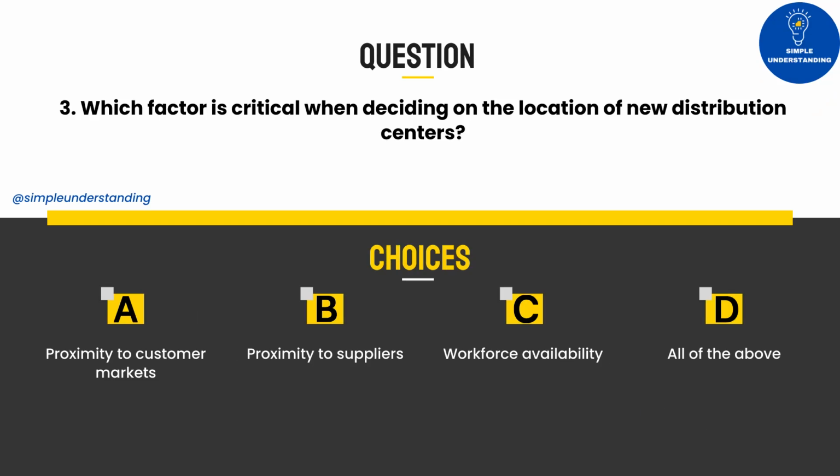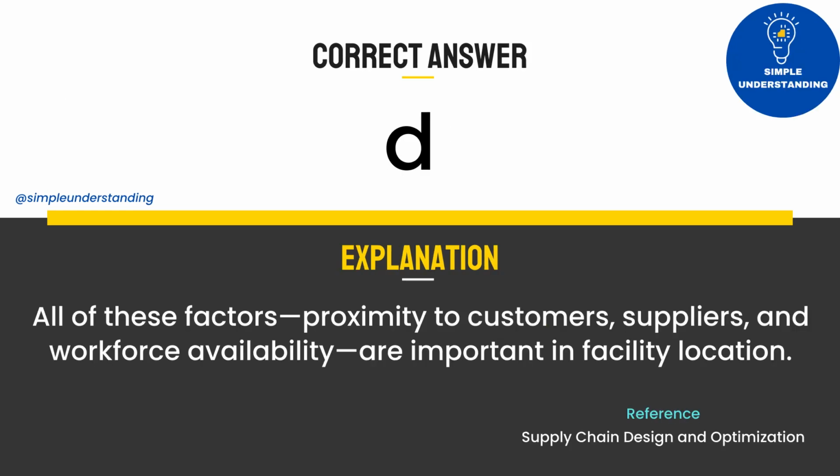3. Which factor is critical when deciding on the location of new distribution centers? A. Proximity to customer markets. B. Proximity to suppliers. C. Workforce availability. D. All of the above. Correct answer D. Explanation: All of these factors, proximity to customers, suppliers, and workforce availability, are important in facility location.